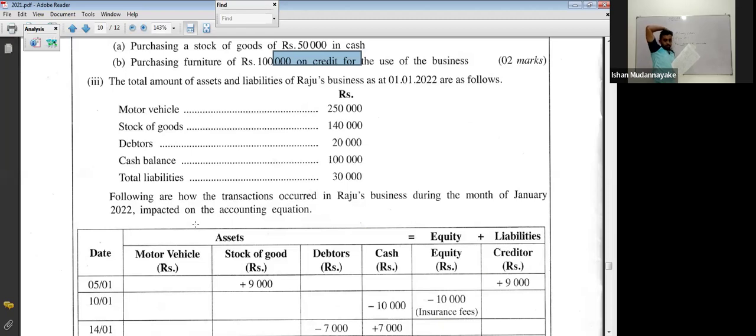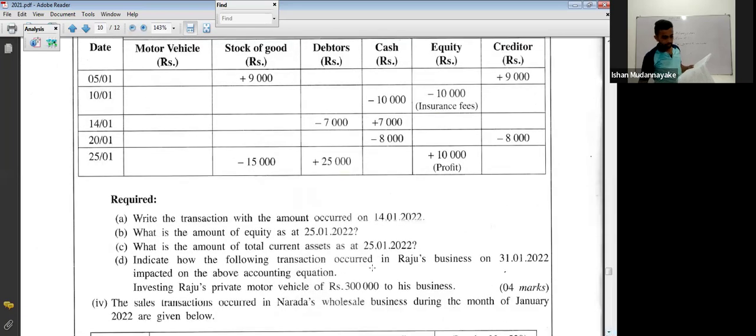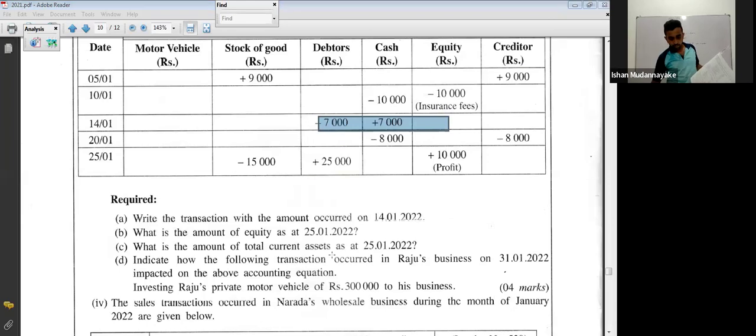Here you can see opening balances, and then transactions of the business. These are the transactions that occurred in the January month. Required: write the transaction with amount occurred on 14 January 22. Now, the 14 January transaction you need to write down. What is the transaction that occurred on 14 January?